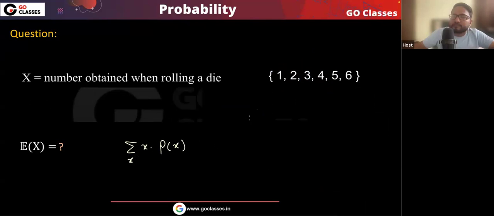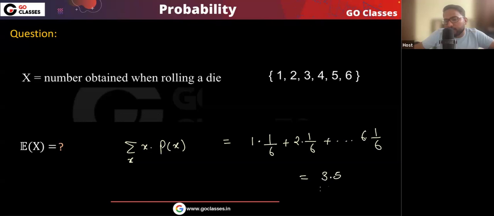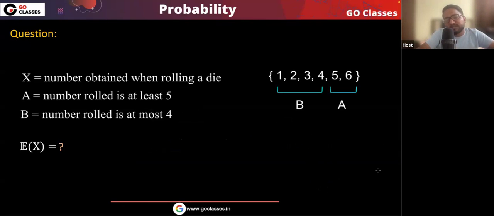So either one can appear. If one appears, then the probability is 1 by 6. Or two can appear, then the probability is 1 by 6. Like that, right? Or six can appear, then the probability is 1 by 6. This is a very well computed number, we already know this comes out to be 3.5. So is this fine to everyone? How to find the expectation? This is easy, right? But let's find the same expectation using the law of total expectation.